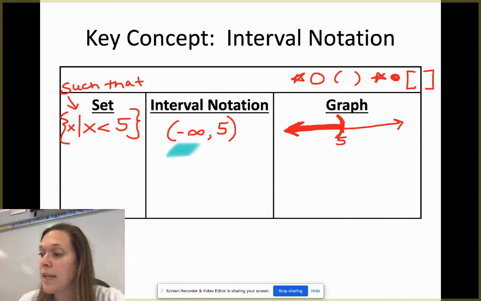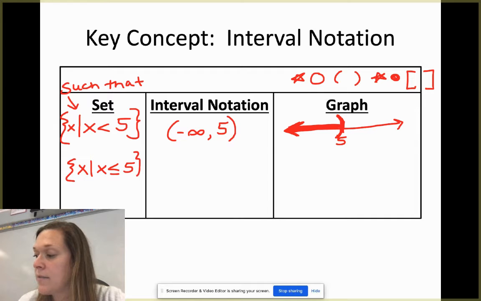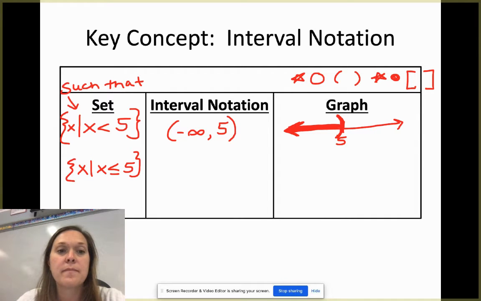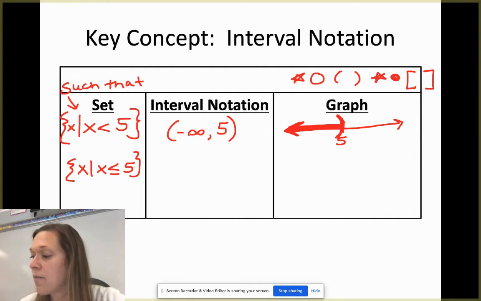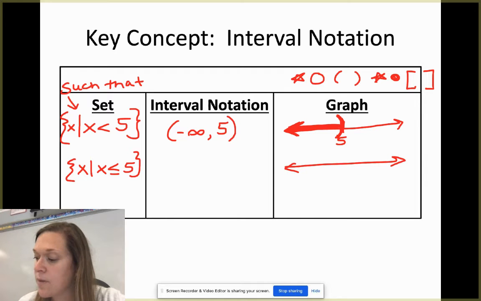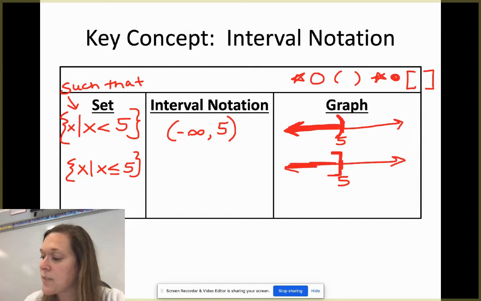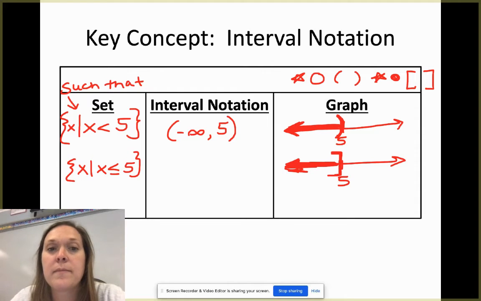If we were to change my set notation to the value of x such that x is less than or equal to 5, what would change on our graph? Well, instead of a parenthesis at 5, it would be a closed dot, but in advanced algebra, we don't use dots. Those are pretty elementary. We would use a square bracket, and then we would do some heavy shading to the left.